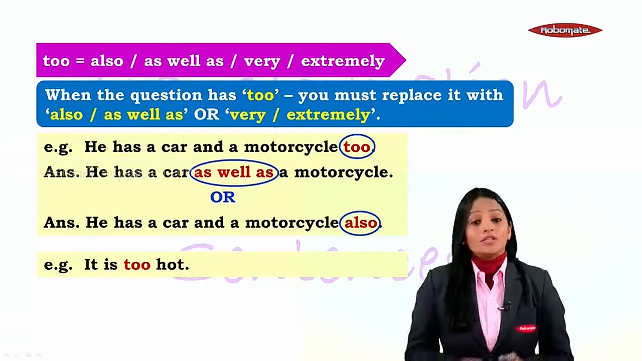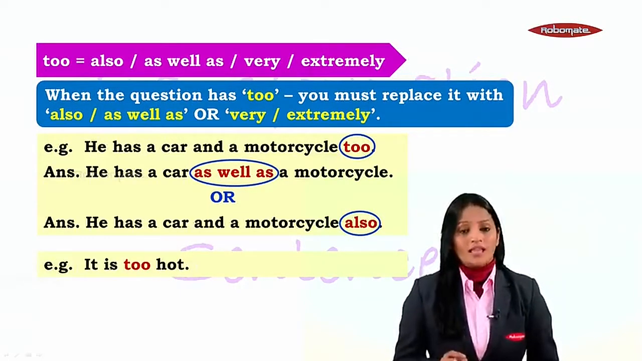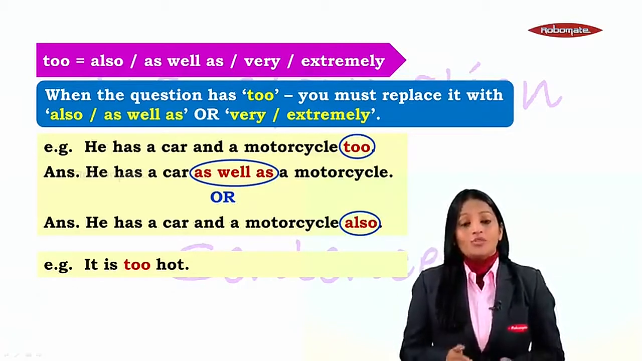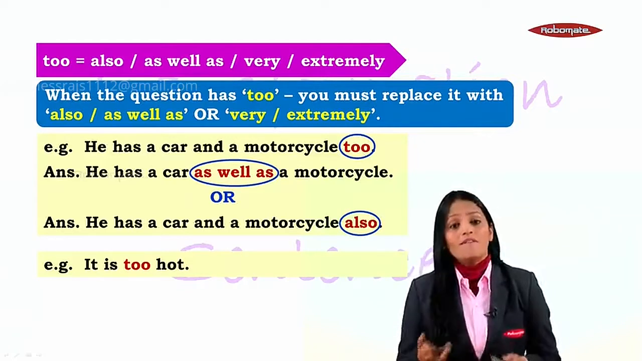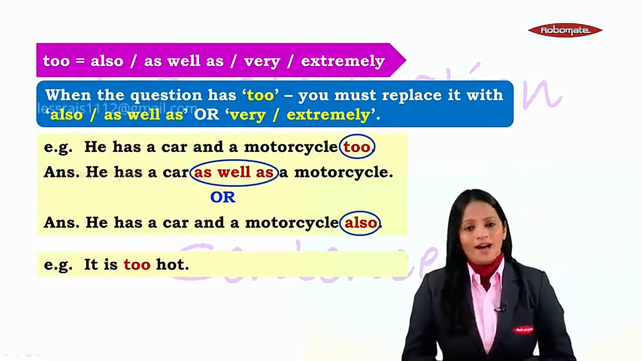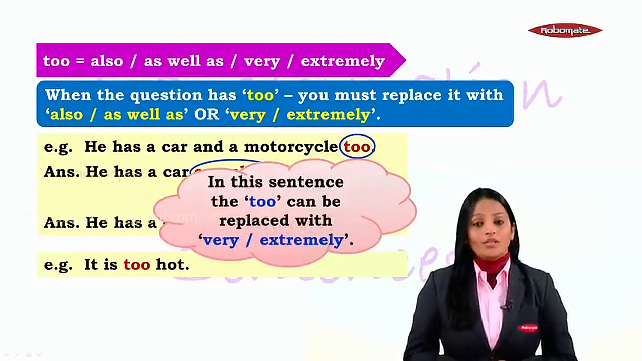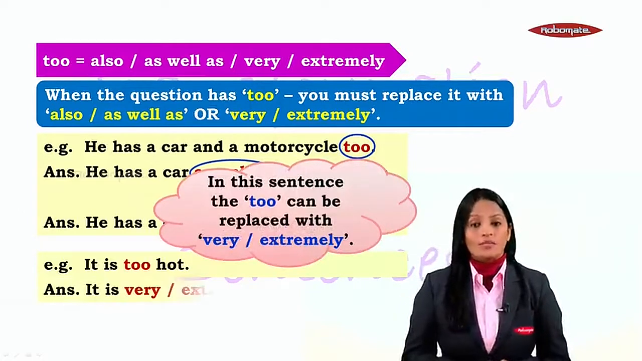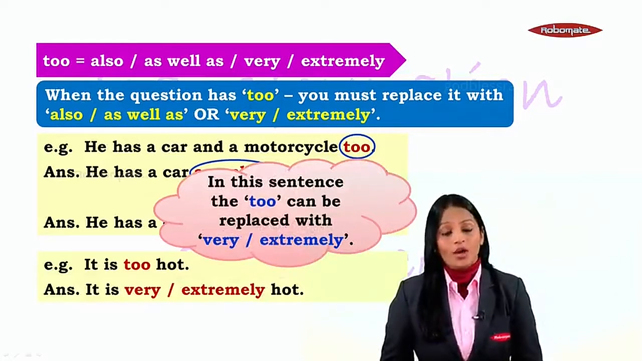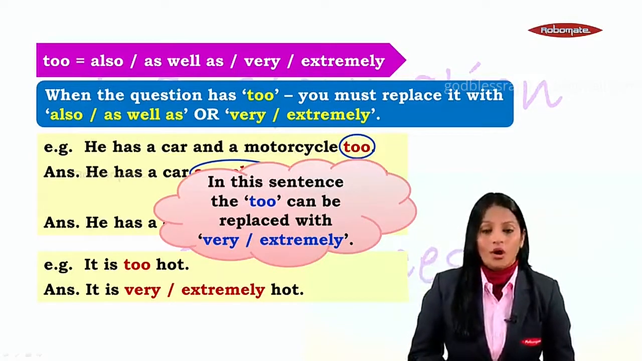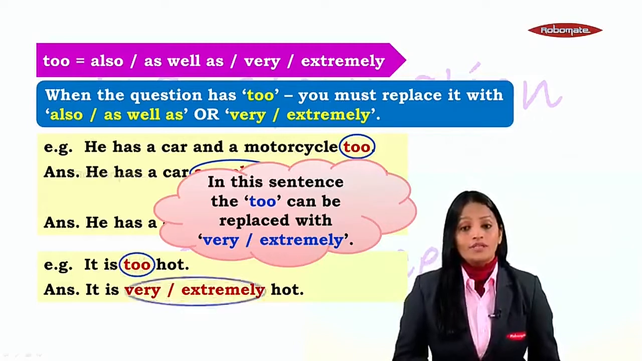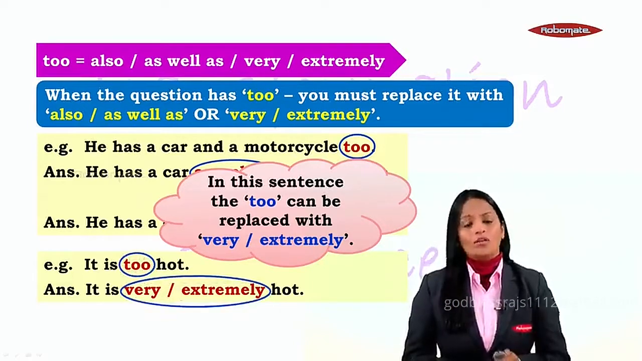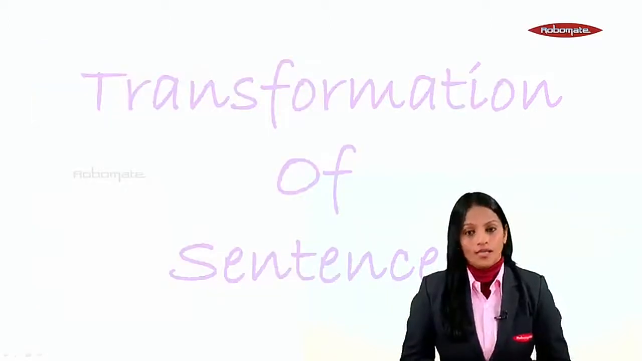Next, it is too hot. Now in this case, we are not talking about two things, so we cannot use also. We are saying it is too hot. That means it is very hot. Easily we get the word here to replace. So in this case, the "too" can be replaced with very or extremely. So here we will say it is very hot or extremely hot. You can see there the "too" is replaced either by very or extremely. Any one of those two options will work here.